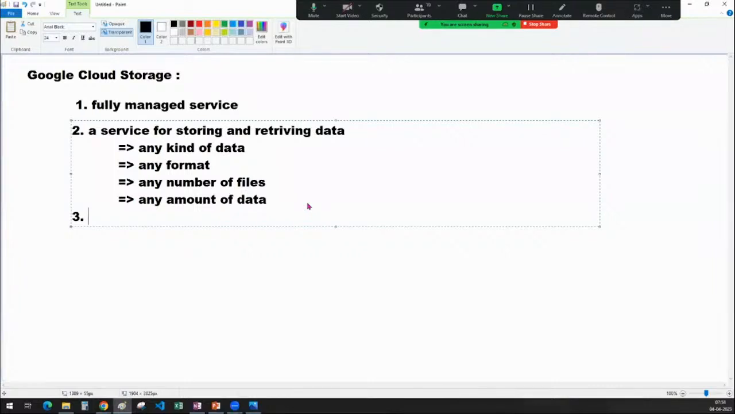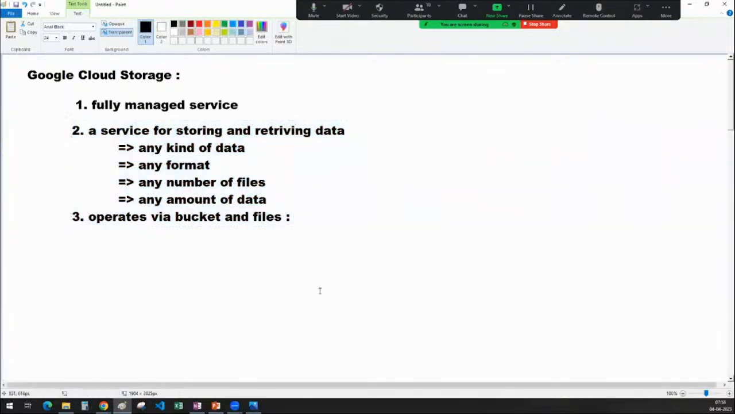Sir, how does Google Cloud Storage operate? Okay, sir, it is fully managed, that is fine, and the purpose of the service is also fine, but how does it operate? Sir, it operates via buckets and files. Sir, some people do not know what a bucket is. I want you to understand this terminology now.